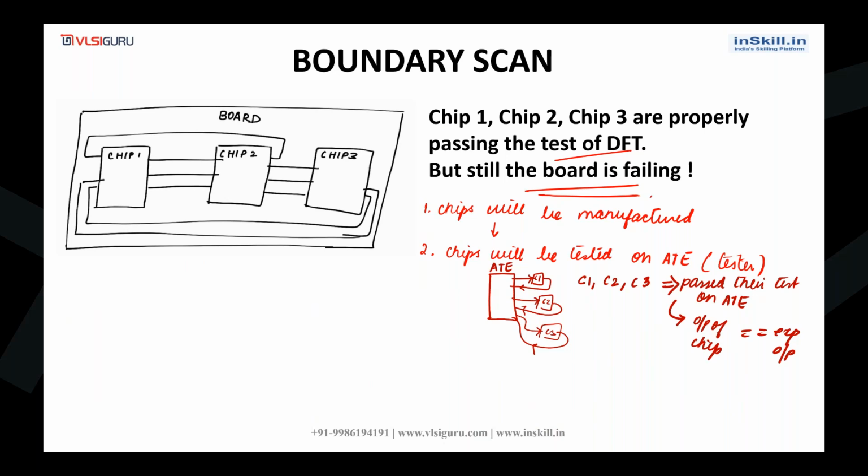In the earlier testing slide, we had already seen this. Chips will be tested on the ATE, which we also call a tester. The input of the chip is connected to the ATE, and the output of the chip goes back again to the ATE. So consider that chip 1, chip 2, chip 3 have passed their test on the ATE, which means the output of the chip is equal to the expected output. That means chip 1, chip 2, chip 3 are internally not having any manufacturing defects.